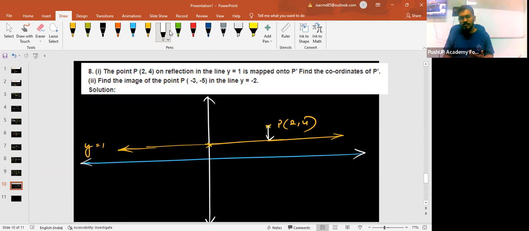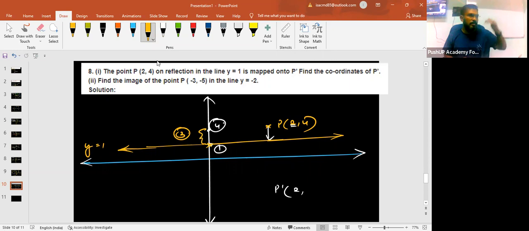Now, you know it is a line which is parallel to the x-axis. So no change in the x-coordinate. So P dash will remain what? 2 itself. The only change is happening in the y-coordinate, isn't it? So from 4, children, to the y-axis. This is your point 4 on the y-axis. This is your point 1 on the y-axis. How much is the distance of point 4 to 1? It is 3 units, isn't it? From point 4 to point 1 on the y-axis, the total distance is what? 3 units. Now from point 1, you have to go down by 3 more units.